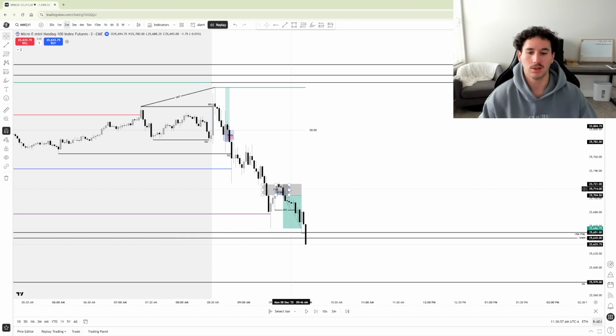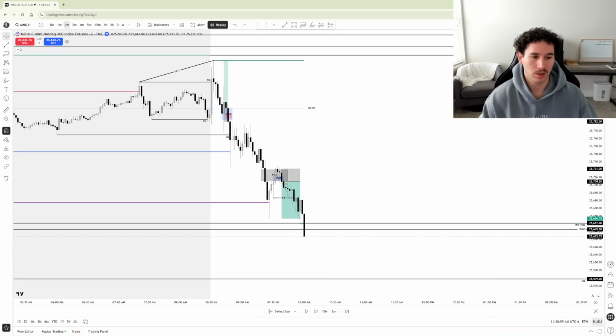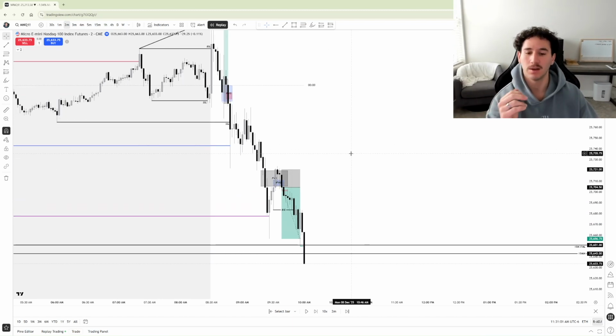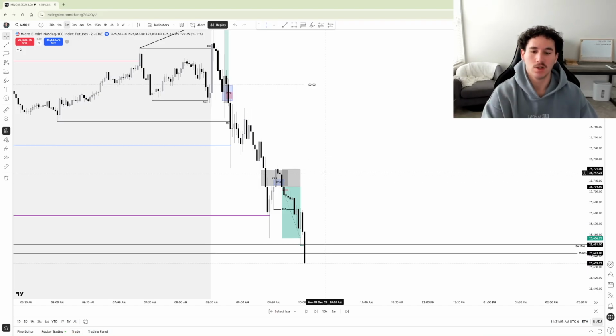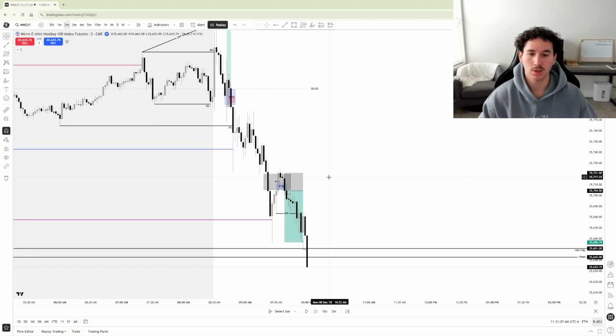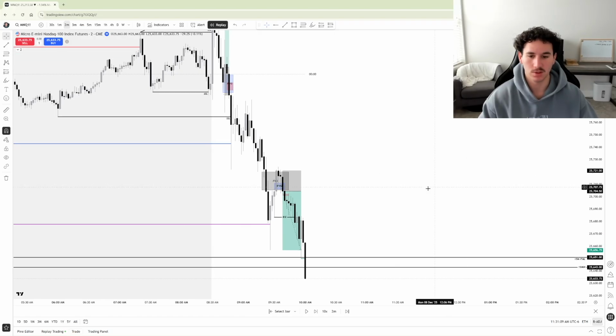So I was just looking for continuation short. We did actually create the 5-minute fair value gap right here. We retraced into the 5-minute fair value gap, and the highest time frame inversion was just a 2-minute. So this was just more of a simple continuation that we've gone over before. Retrace into the 5-minute, highest time frame inversion, targeting the New York AM low.